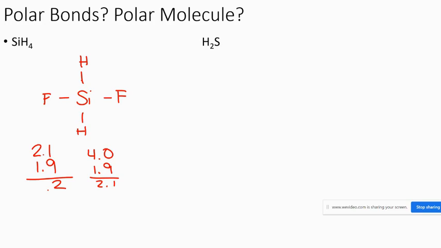Okay. Here's another. Oh, what shape is this? Going back to VSEPR. What shape would this molecule be? Tetrahedral. Bond angles? 109.5.